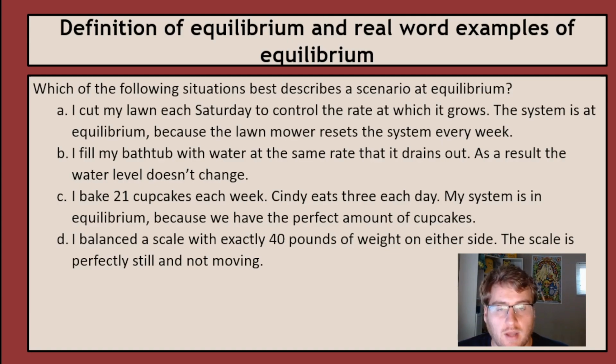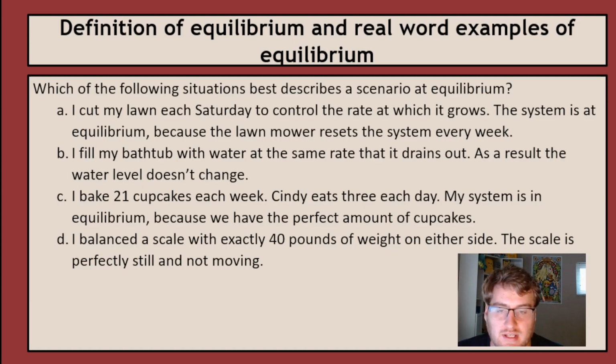C, I bake 21 cupcakes each week. Cindy eats 3 each day. My system's in equilibrium because we have the perfect amount. That's true, but it's not in equilibrium because I'm not constantly making cupcakes. I'm not constantly eating cupcakes, right? The concentration of my cupcakes is going down and then just rapidly up. They both need to be occurring all the time.